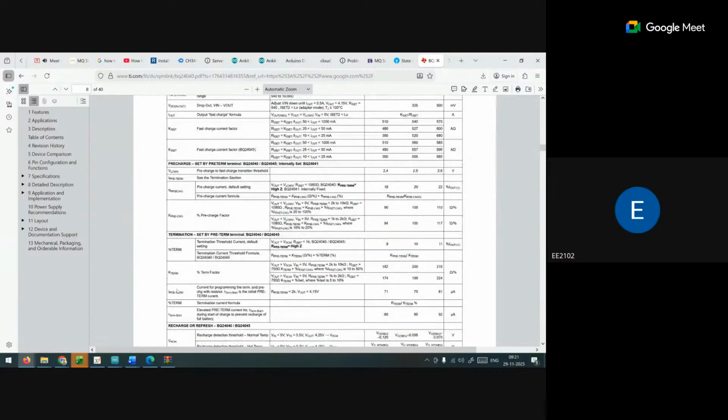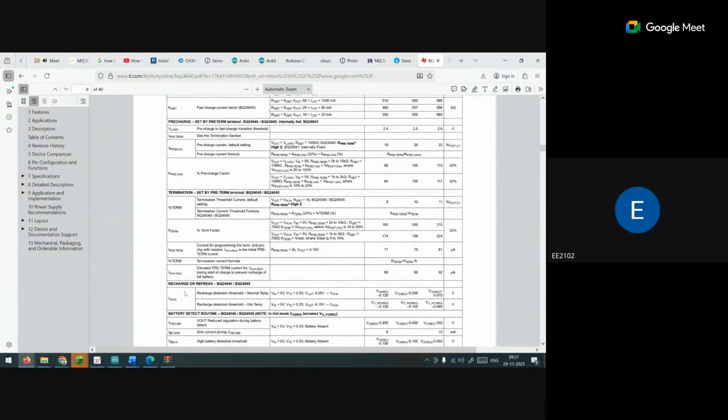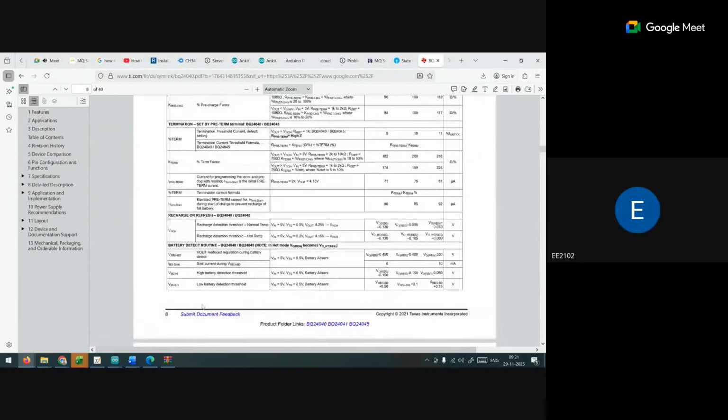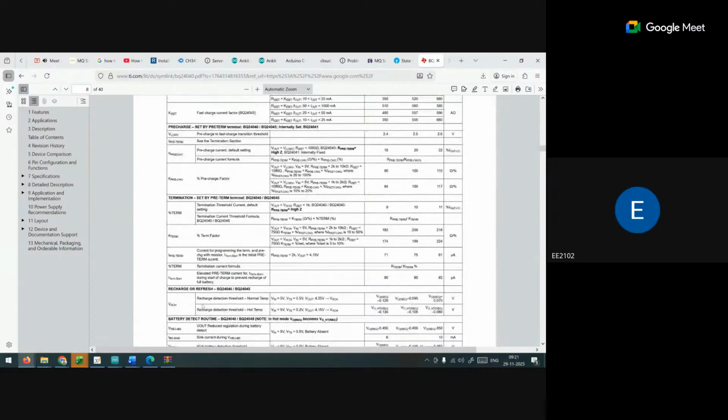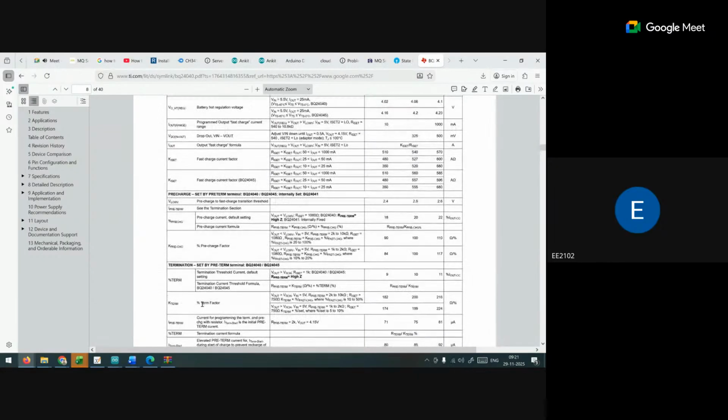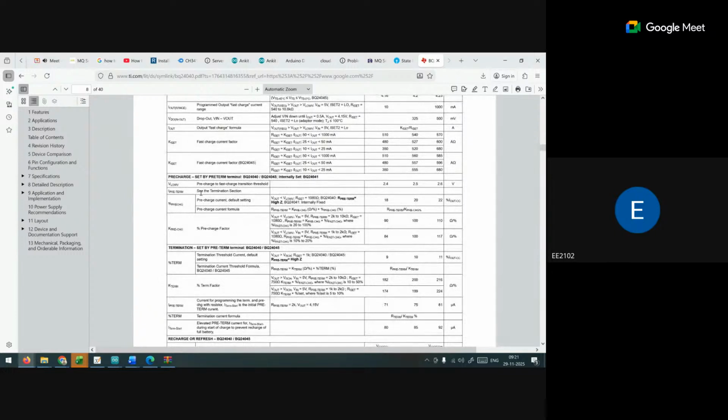They are not giving you the fast charging current. So how we calculate the preterm current and fast charging current? We have the formula, like if you see here in the data sheet.